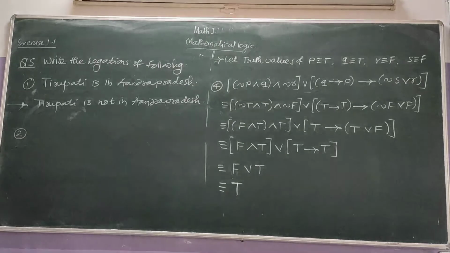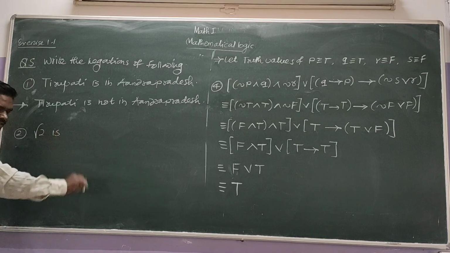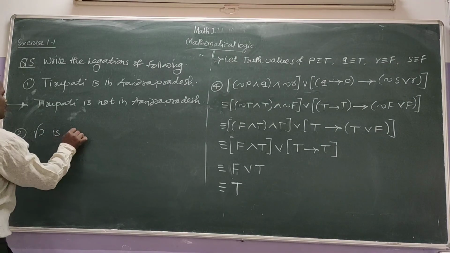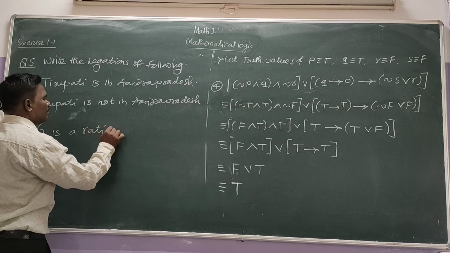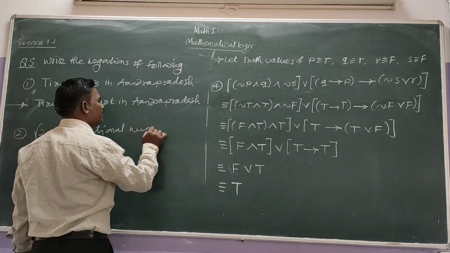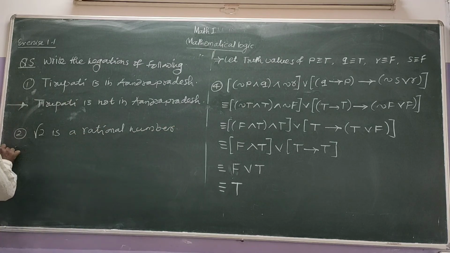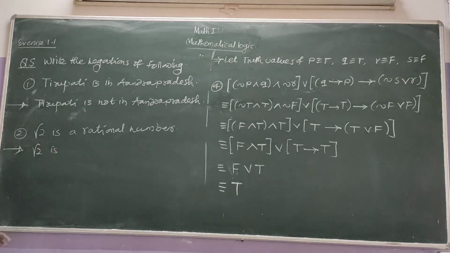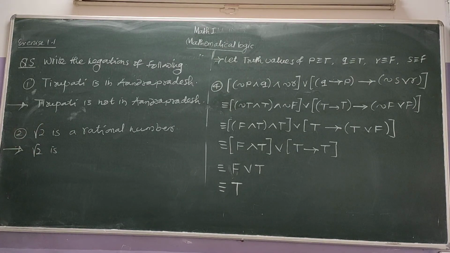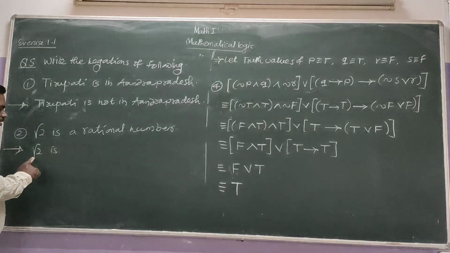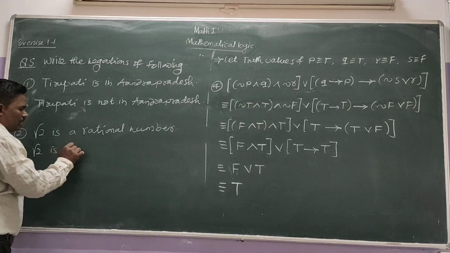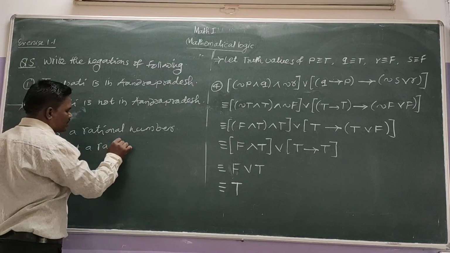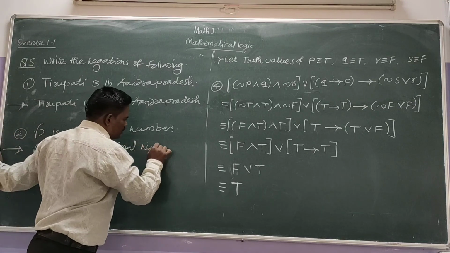Second example: root 2 is a rational number. Write its negation. Use the phrase 'not' to convert it to the negation of the statement. Therefore, root 2 is not a rational number.